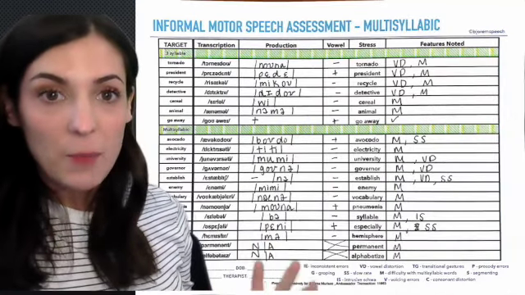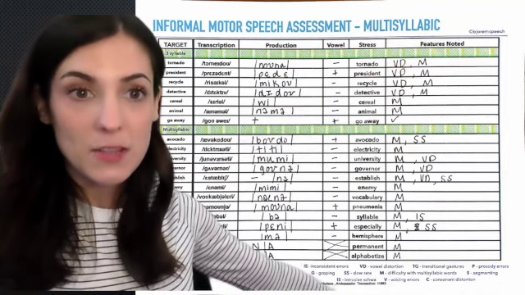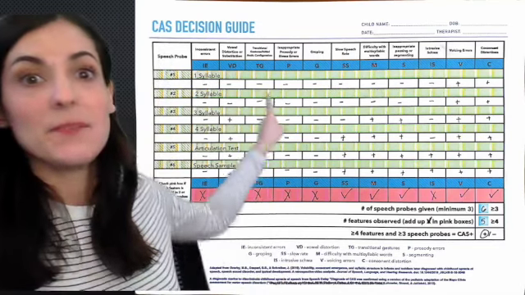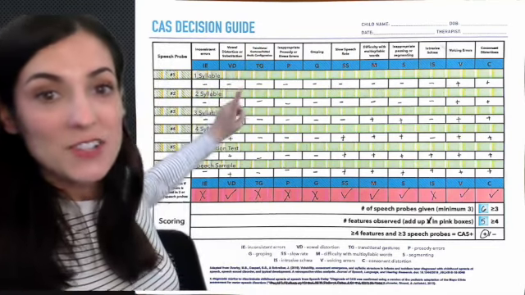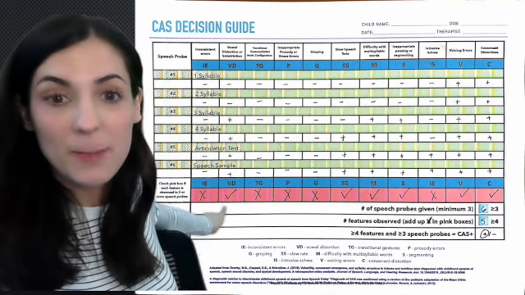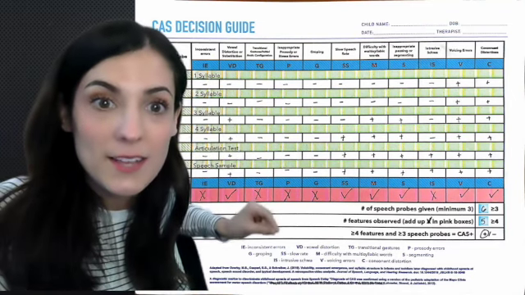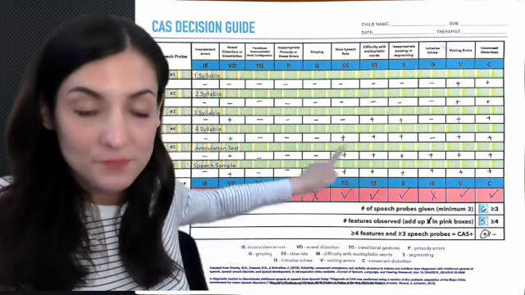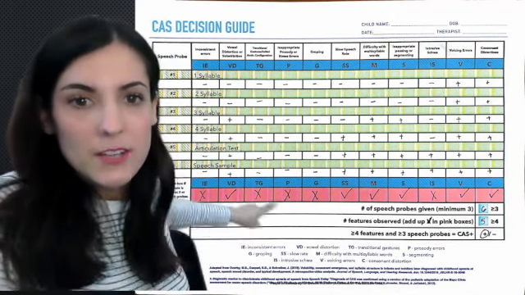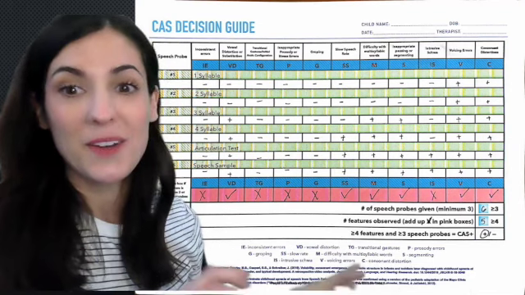But I will say, you can see over here at the side where it says features noted, you go back to the beginning of the assessment and you'll see how to note for features. And this is really relevant when you come down to the CAS decision guide. So you need to make sure that if you're going to check a pink box, that means that they had to produce that error more than once on the same probe. So I think it's twice. They have to produce the error 2 times and then it counts. So for some of these errors, I might have noticed them earlier in the assessment, but they don't actually count. They don't get a pink check.